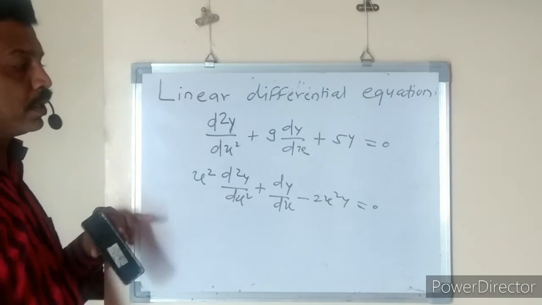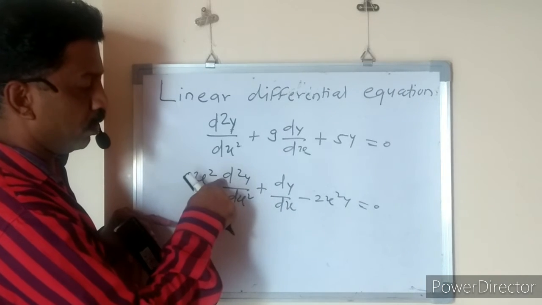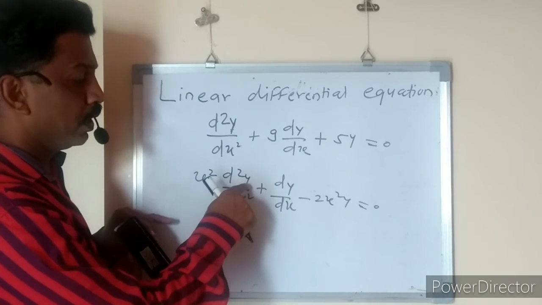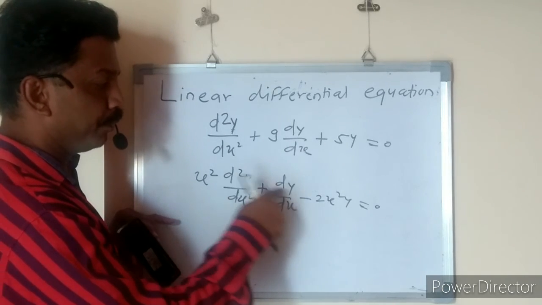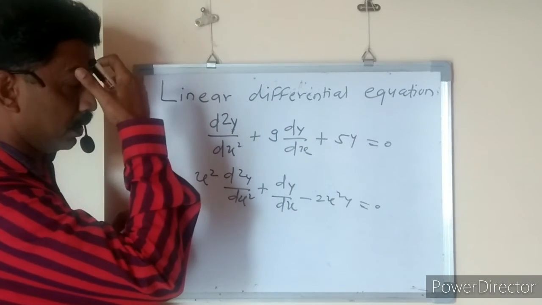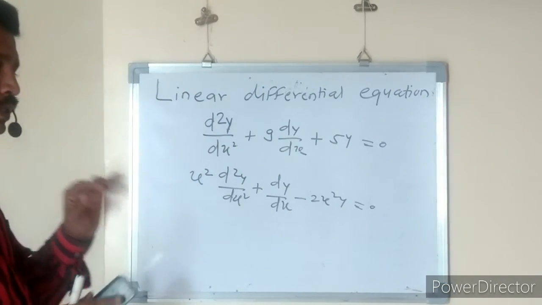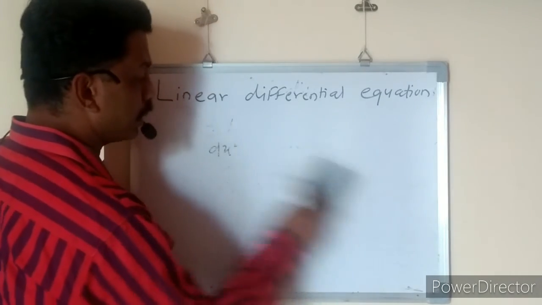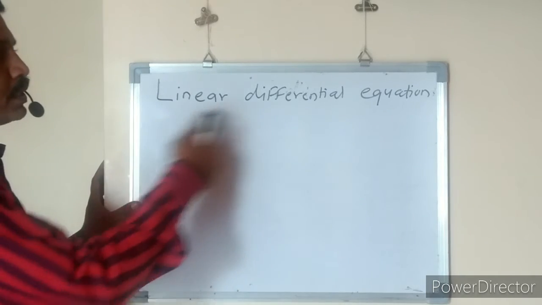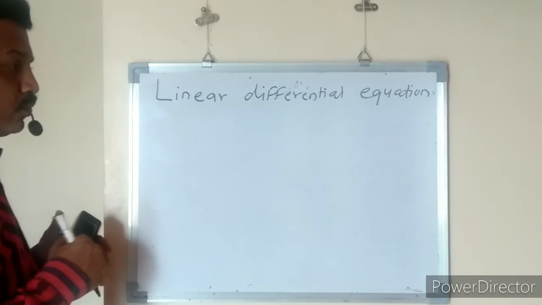Again here the dependent variable is y, so here also the power of y, not of the derivative. The derivative is not a power; y, the dependent variable, is what we look at. The power of the dependent variable y is 1, here also 1, and here also 1. Then this equation is known as a linear differential equation. If we take one another example to understand, if this is linear, then what is non-linear?